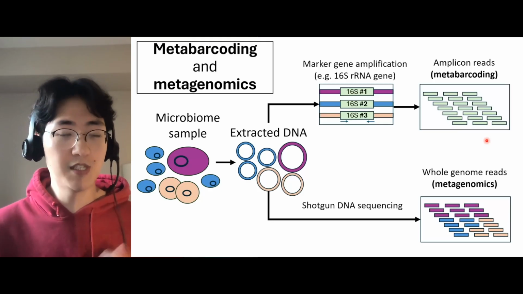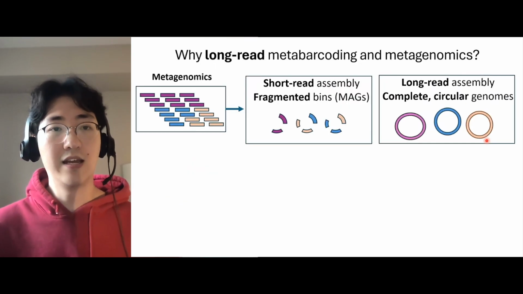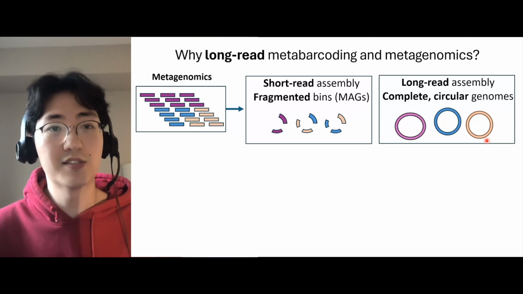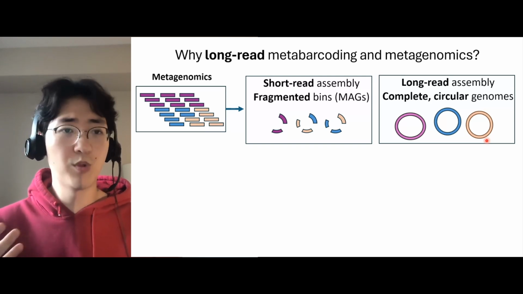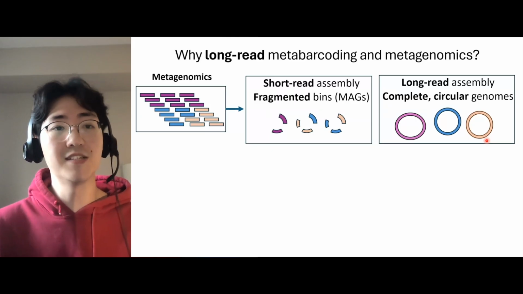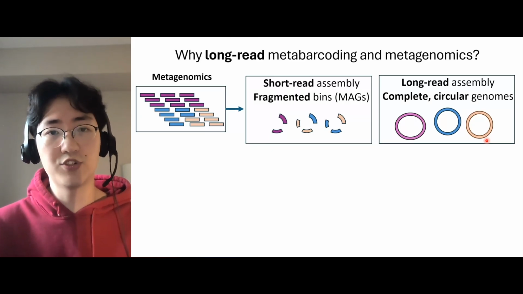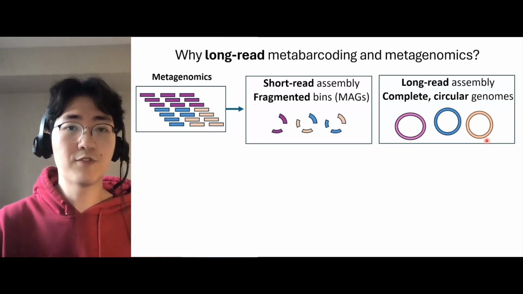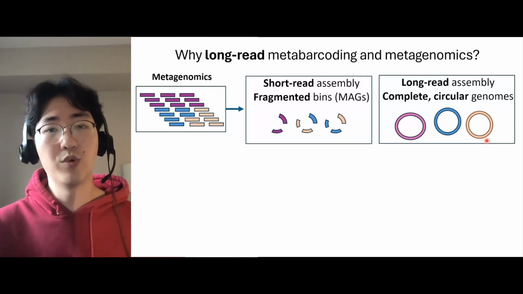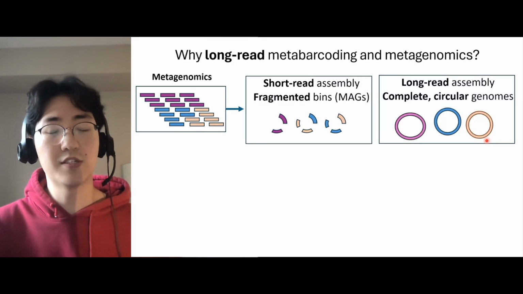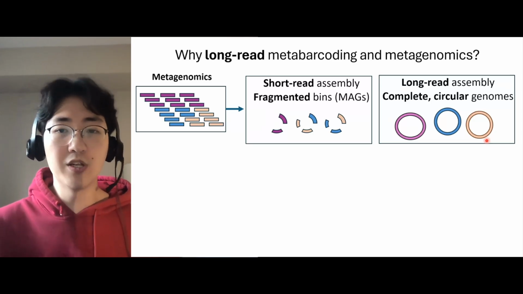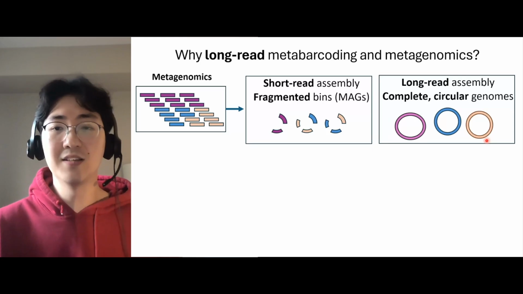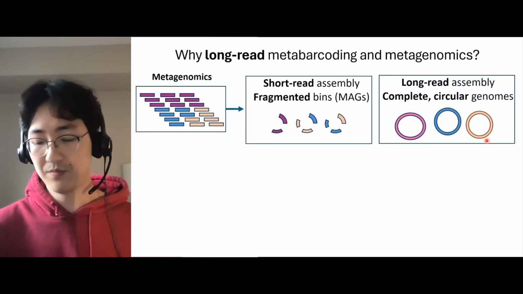So today I'll be talking about both types of analyses and why we want to use long reads instead of short reads. So for example, for metagenomics, one thing we want to do is assemble the reads into genomes, recover the genomes of interest. And historically, for short read assembly, it's well known that we end up getting these bins of these contigs that can be quite fragmented. These are also called MAGs. For long read assembly, we could potentially get more complete, sometimes even circular genomes.